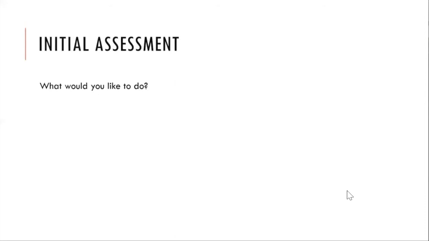So initial assessment. What are you going to do? What's the first thing you're going to do? I'd start with, so ECG is absolutely right, it's really important, but you want to do an A to E assessment properly to get a better idea of what's going on next. So let's start with that.